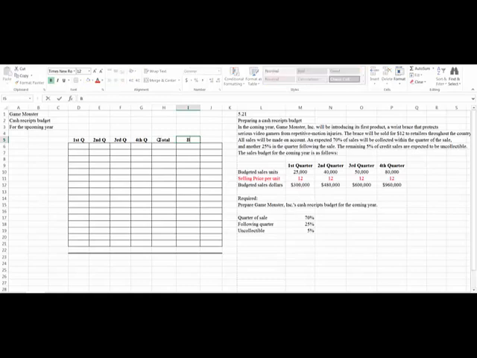We'll have a column for bad debts and a column for accounts receivable, which are any of the sales that we made that we aren't collecting during the year.